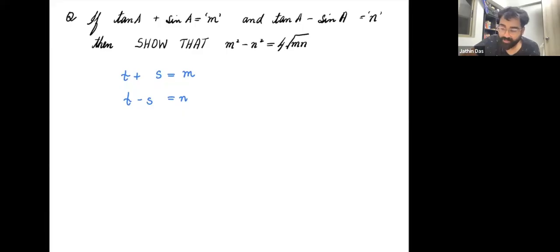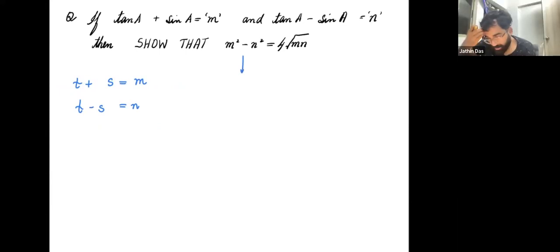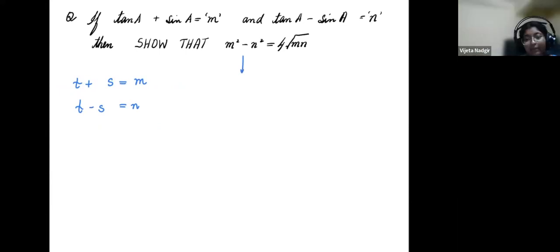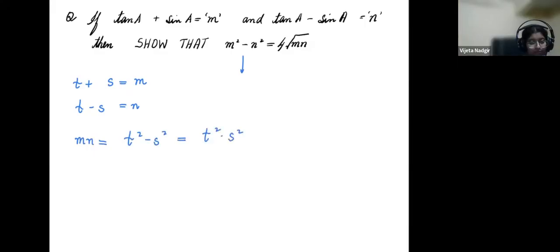What did you do first? I did two ways. The first one, I multiplied m and n. So that will just be tan square minus sine square a. Correct. Which is tan square into sine square.